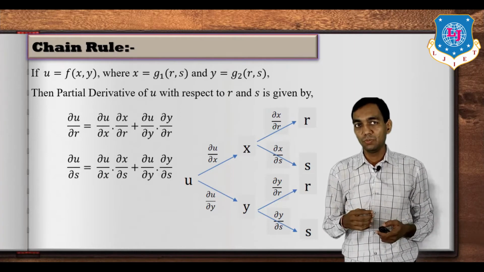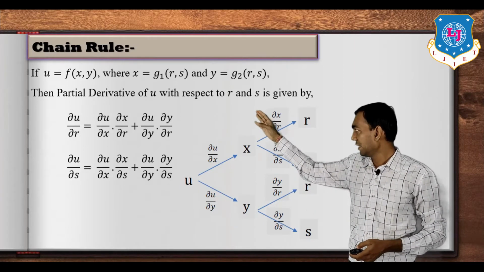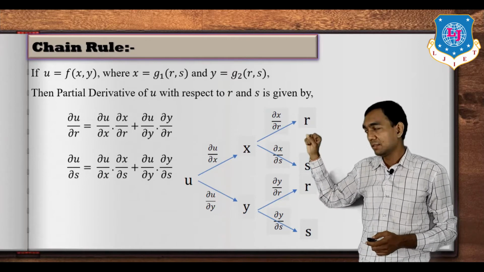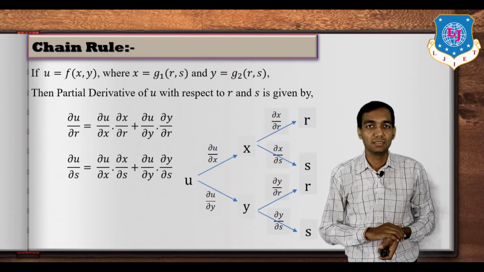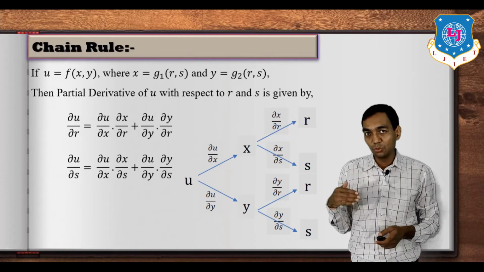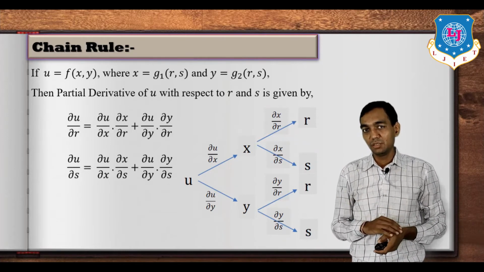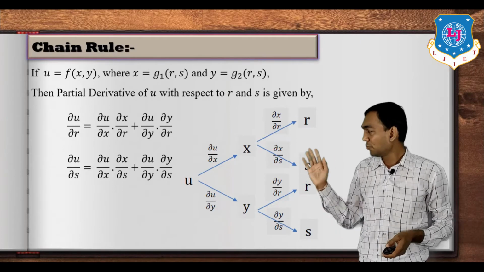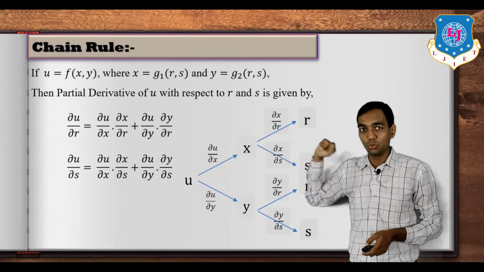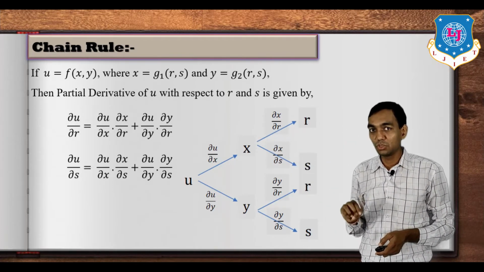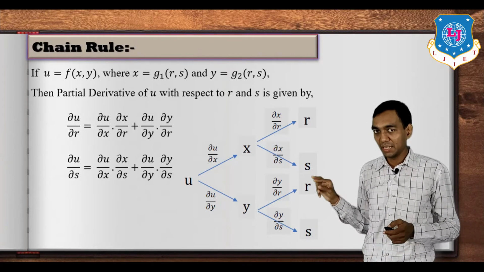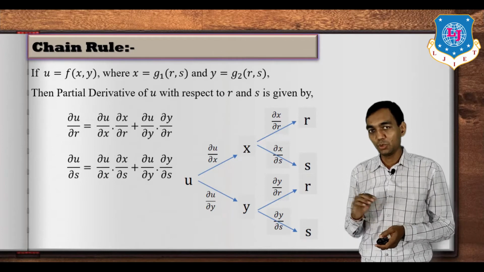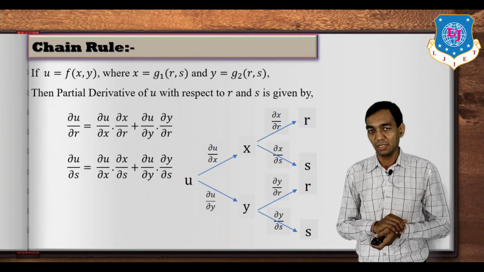Now in a chain rule, suppose u is a function of x and y, and x is a function of r, s, y is another function of r, s. That means now you have a multivariable function x and y. So if you are going to put x and y in u, then you will have u as a function of r and s at last, correct? So again it is a multivariable function if you are going to substitute the values of x and y.